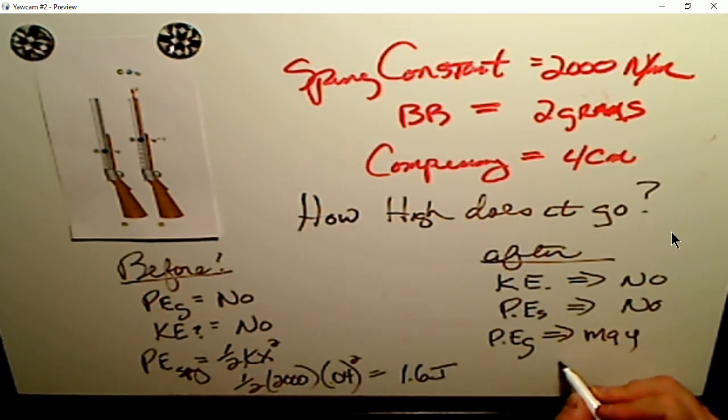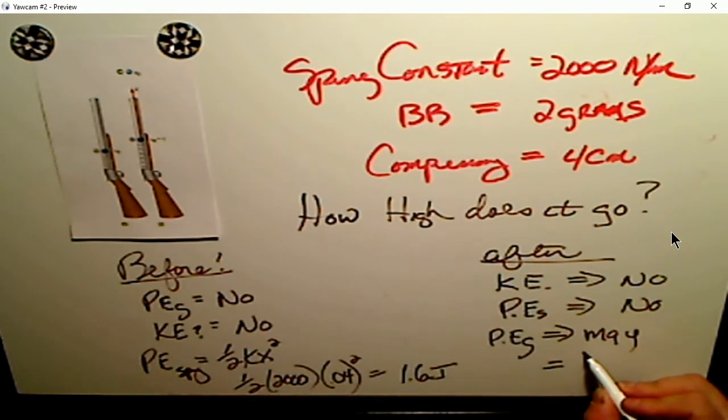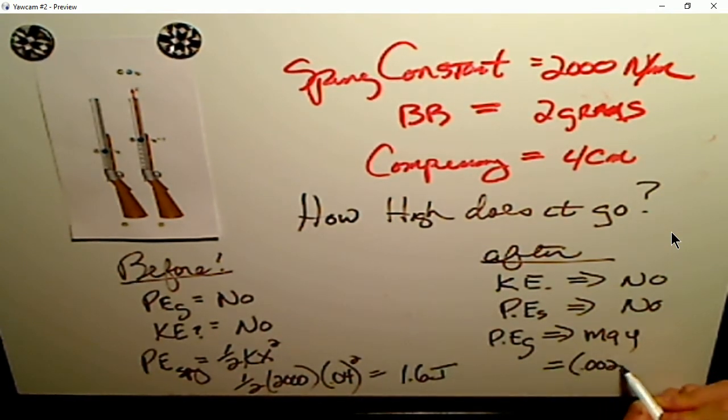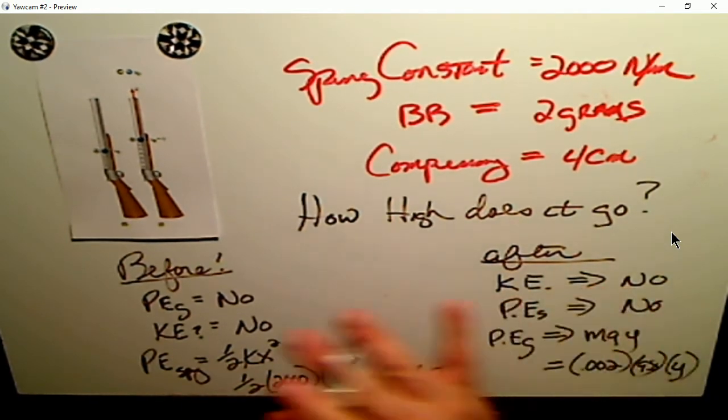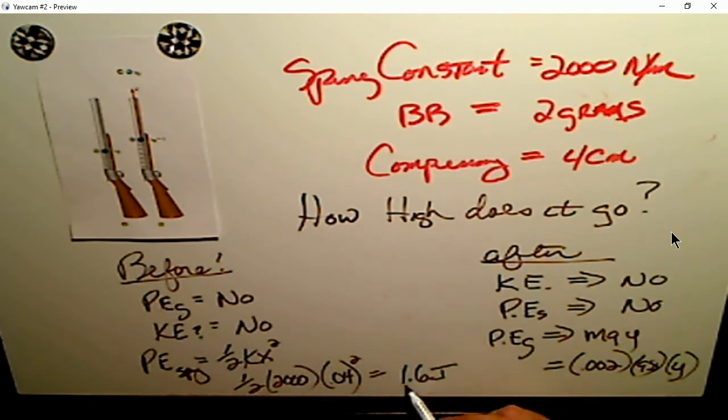That is equal to, in this case, mass of 0.002 kilograms, 9.8. We don't know the height, but we do know the energy before and after must be equal. We know the energy before we shoot. So that has to, of course, equal the energy after. So 1.6 joules is equal to 0.002 times 9.8 times y. Solve for y.